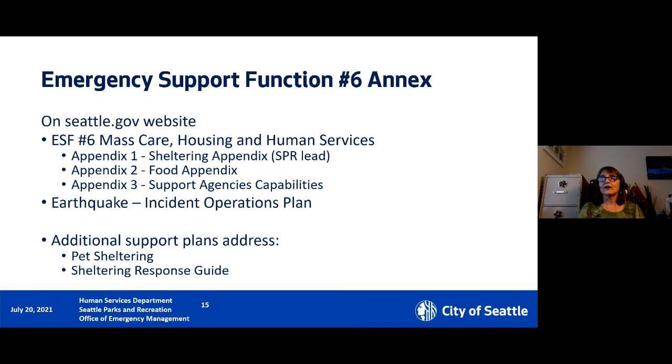So in our plans on the Seattle website, we have the ESF 6 Mass Care, Housing, and Human Services Annex. Appendix 1, the sheltering appendix, which John will go through further later, the food appendix, and support agencies' capabilities. Additionally, another relevant plan is the Earthquake Incident Operations Plan. That's where I got the planning assumptions from. We also have some additional support plans that address pet sheltering and a more detailed sheltering response guide.